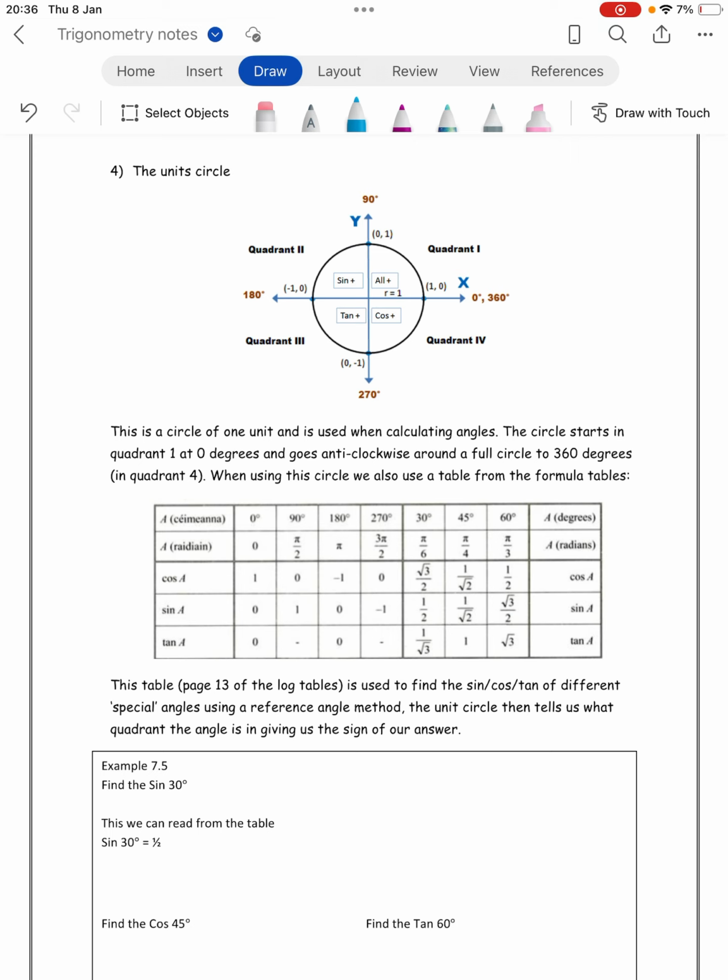And the reason why we do this instead of using a calculator is because we're then going to learn how to solve. So we're going to come backwards and find an angle when we're given an actual value.